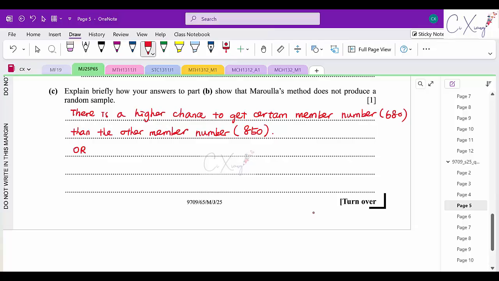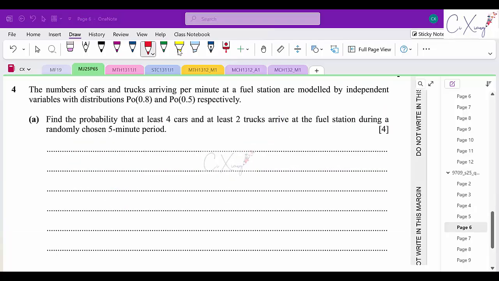Or you can just tell them that the probability of obtaining each member number is not equal. Okay, so as long as some probabilities are higher and some are lower, then basically that's not a good method to produce a random sample. Alright, so this is how we solve the question.